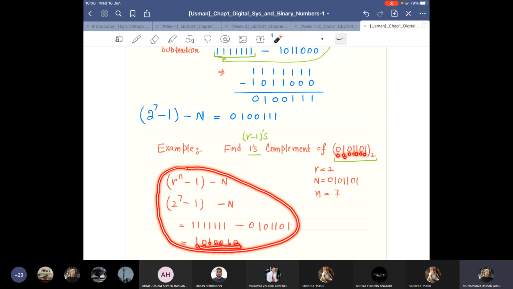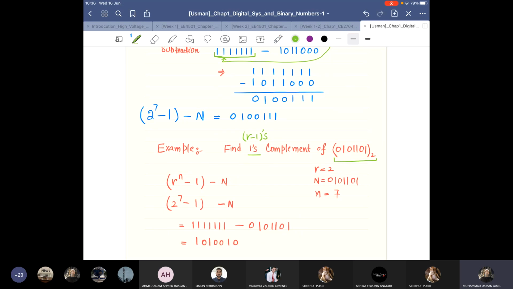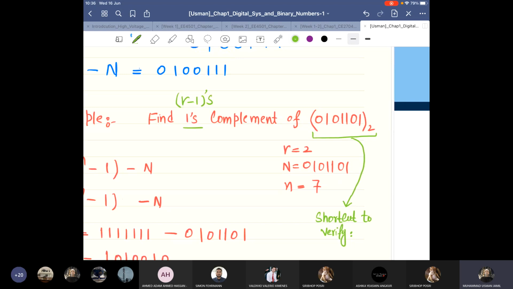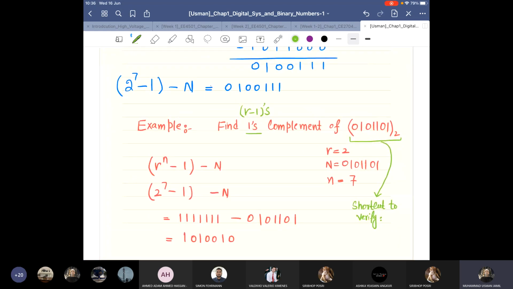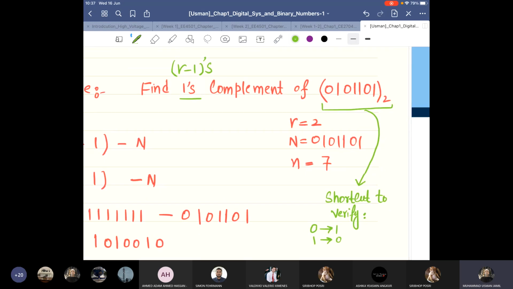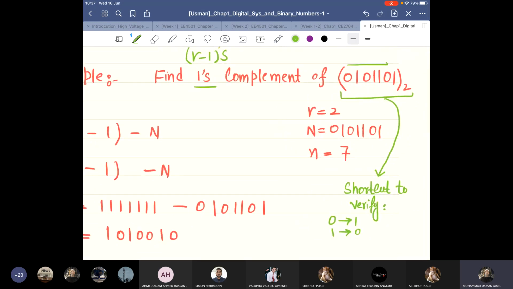From here we can conclude one thing, that is the shortcut, or the verification shortcut, to verify your answer. When you have a one's complement for binary numbers, just change each bit to its opposite. It means if you have a 0, change it to 1. If you have a 1, change it to 0. Follow this way. Let me start from this side to this side.